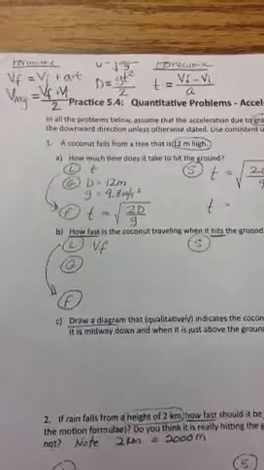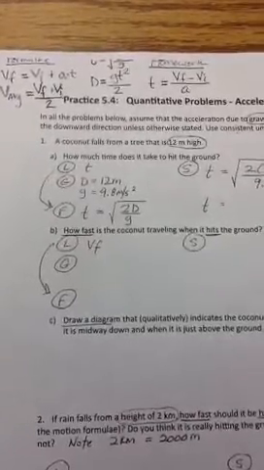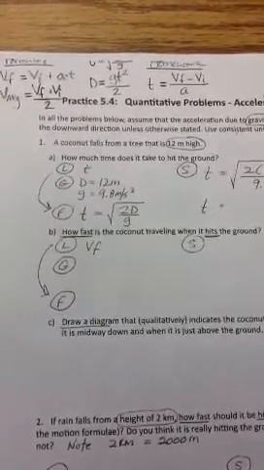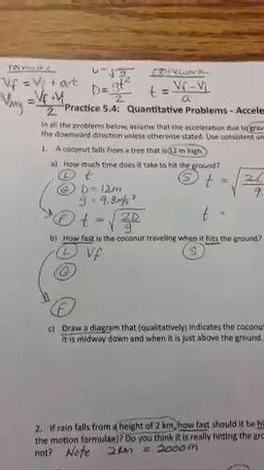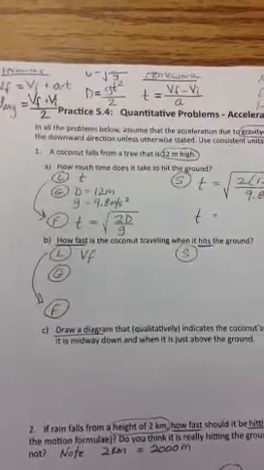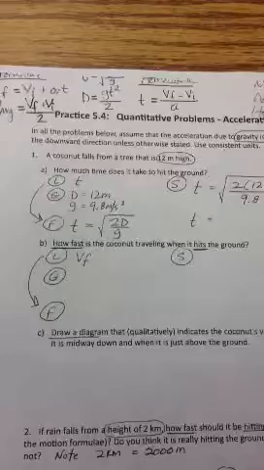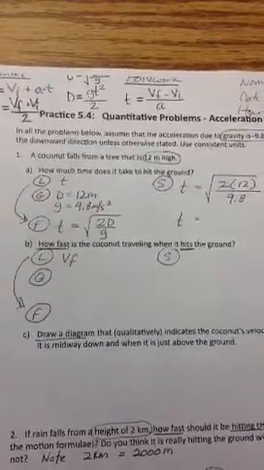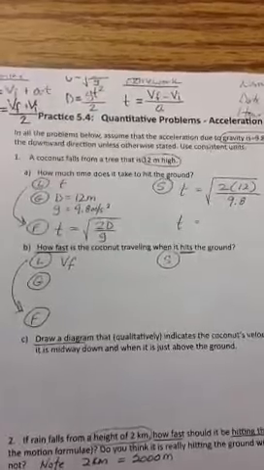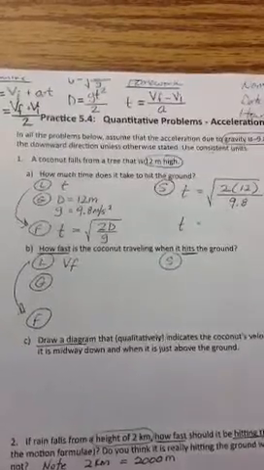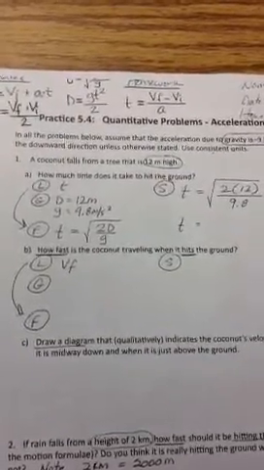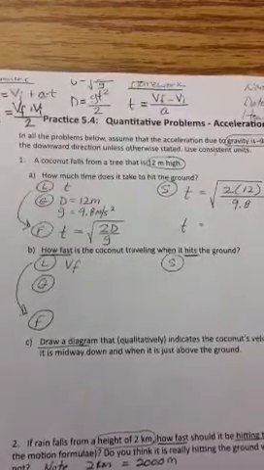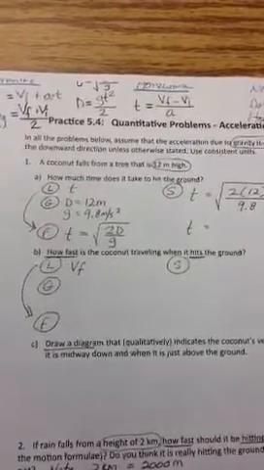This is your homework. The directions say in the problems below, assume that the acceleration due to gravity is negative 9.8 meters per second squared. That's negative 980 centimeters per second squared in the downward direction, unless otherwise stated, and use consistent units. Using consistent units means if it's given to you in kilometers, you probably want to convert it to meters. If it's given to you in centimeters, a distance value, you want to convert it to meters as well.